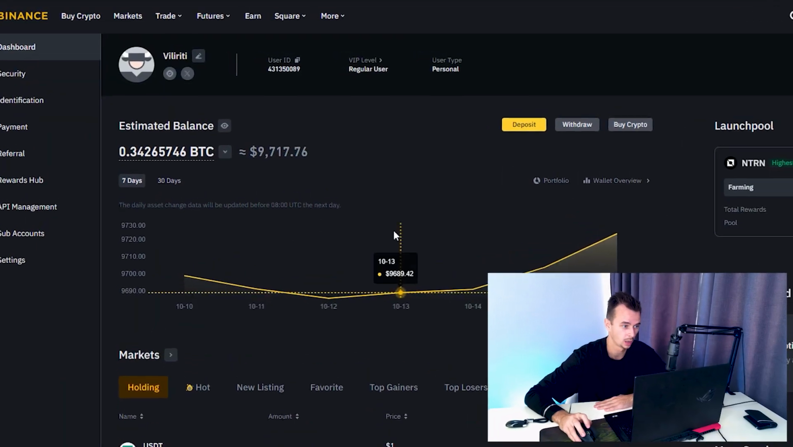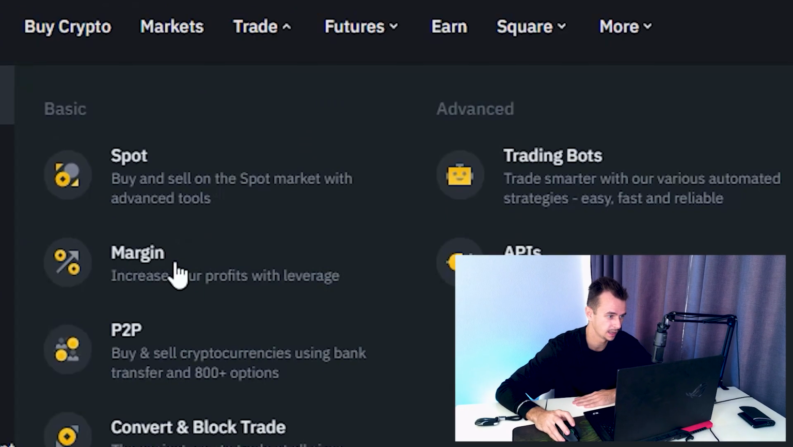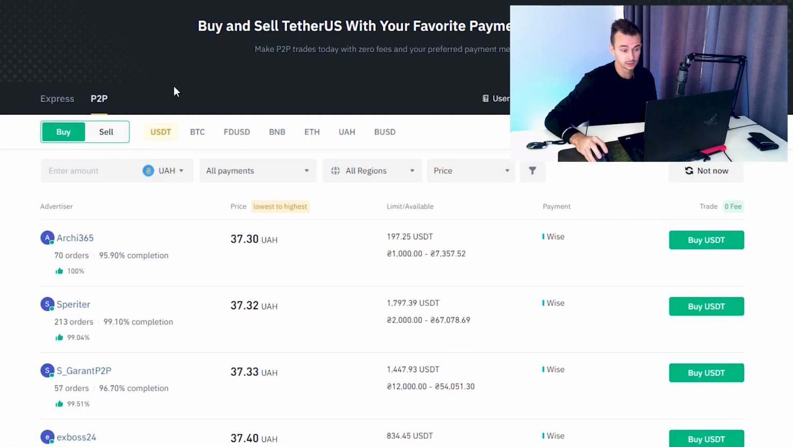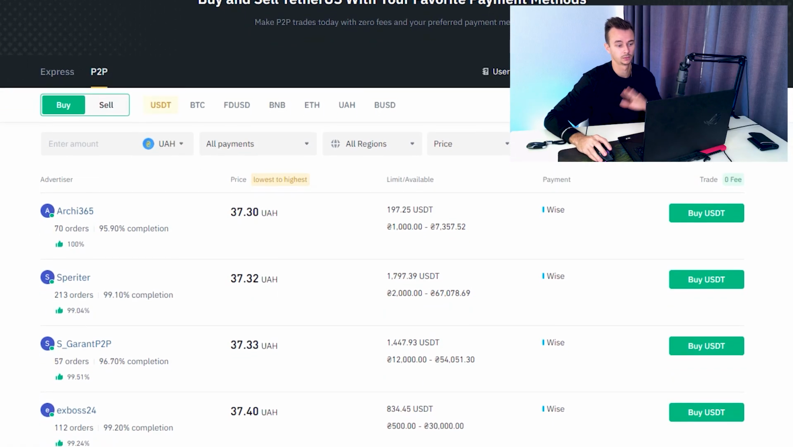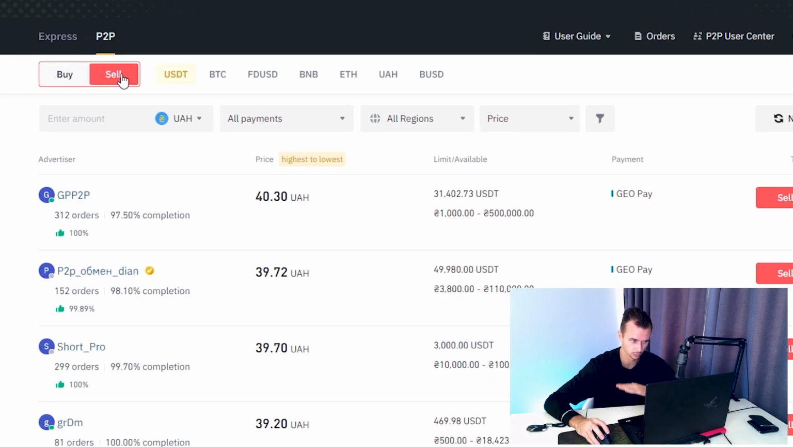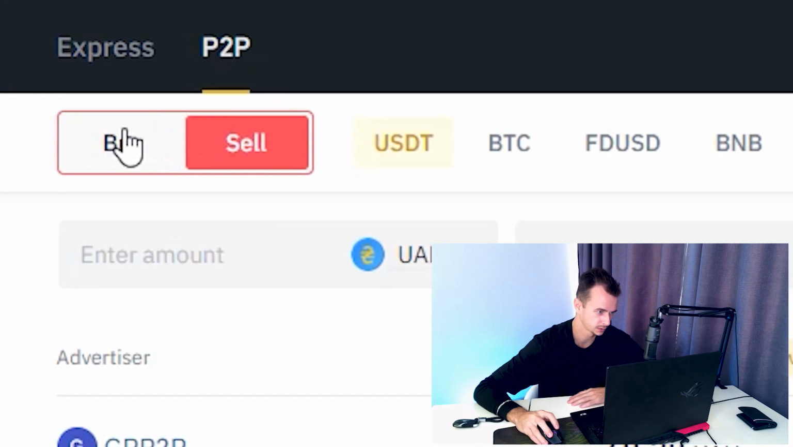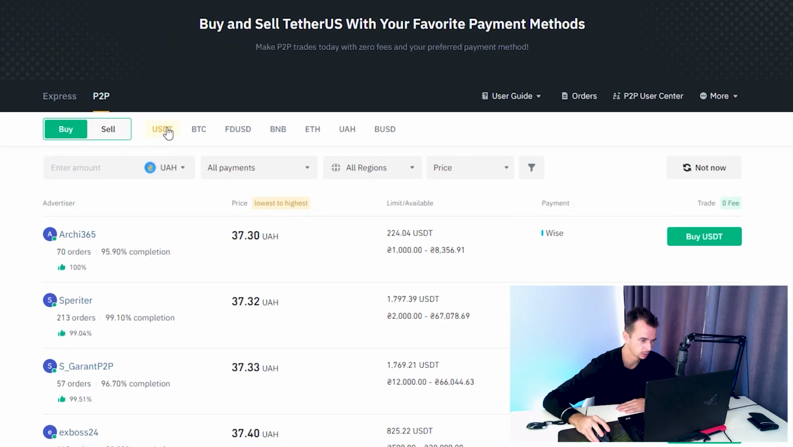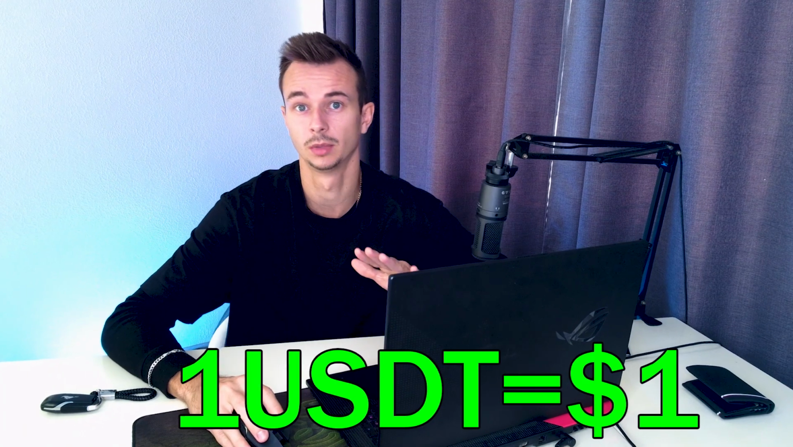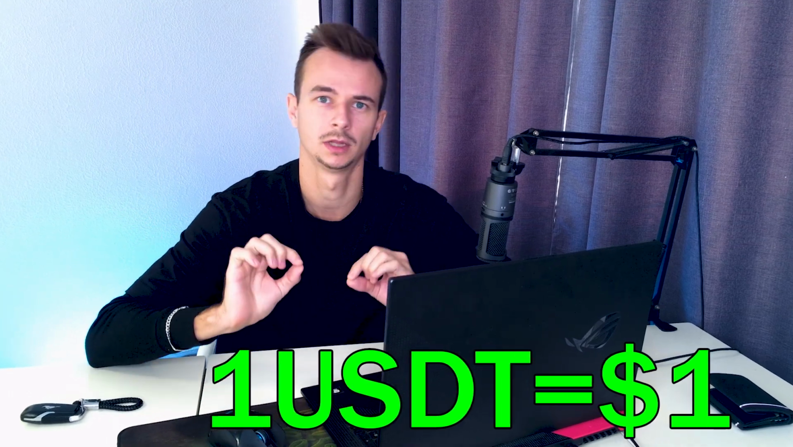To top up your account, you need to go to these settings and click on P2P. Using this tool, you can top up your account with money from anywhere in the world. Okay, here you need to choose what you want to do, buy or sell. Of course, now we want to buy, and here you need to choose USDT. This is a stable coin and the rate is the same as $1.